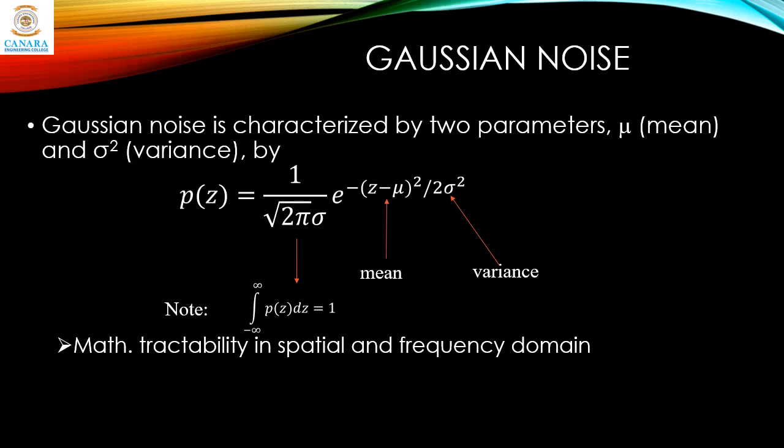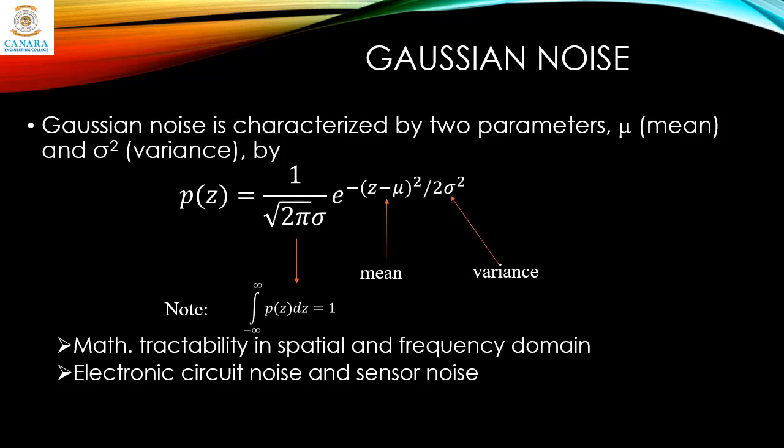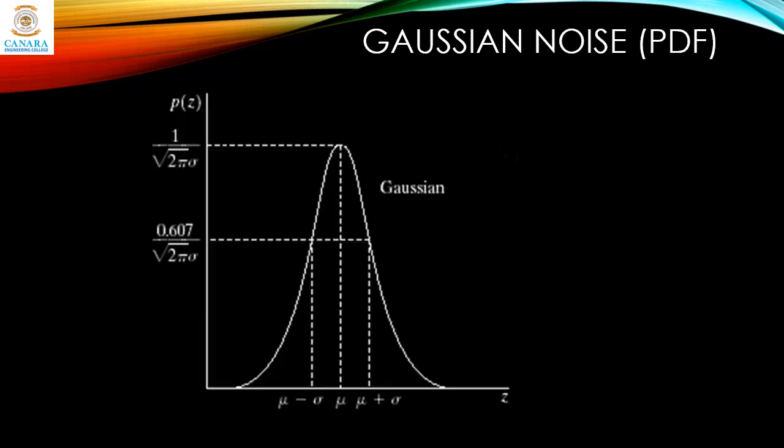This Gaussian noise is tractable in both spatial and frequency domain, as we saw in the previous lecture, where the Gaussian shape was retained in both domains. Electronic circuit noise and sensor noise give rise to this type of Gaussian noise. This is the Gaussian noise PDF, and you can see the bell shape, and this shape is retained in both spatial and frequency domain. That is the characteristic of this shape.